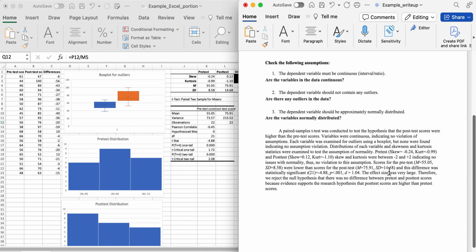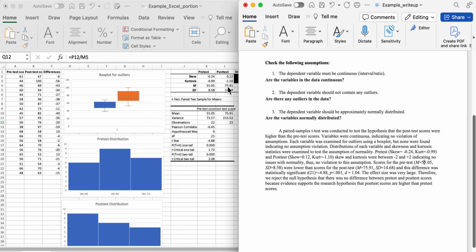Now, since I have those steps reported, I need to go ahead and report the findings for the t-test. So we have the scores for the pretest. These are the means and standard deviations. So I need to give those descriptives about the variables. So scores for the pretest are mean and standard deviation, and were lower than scores for the post-test.